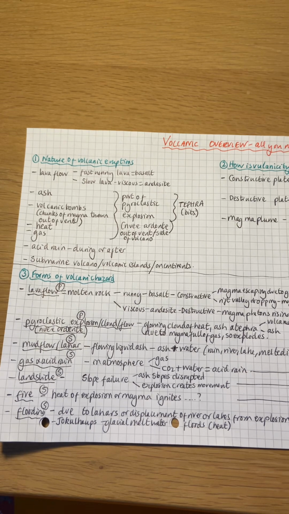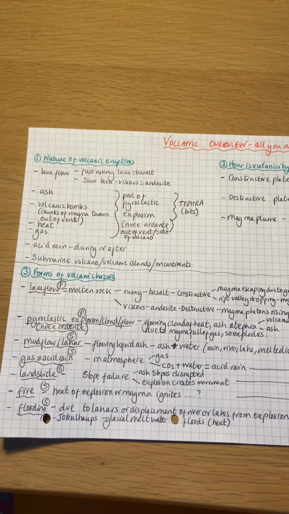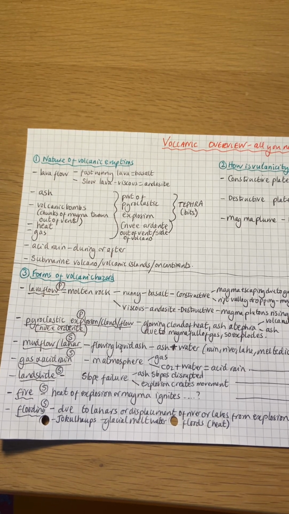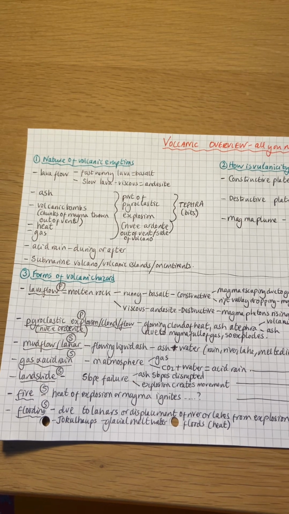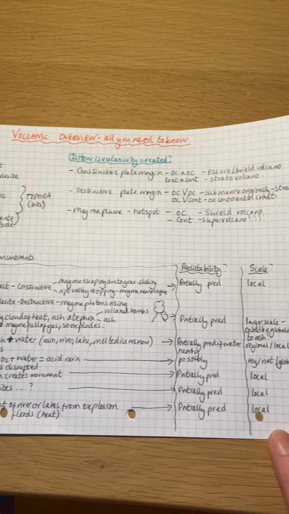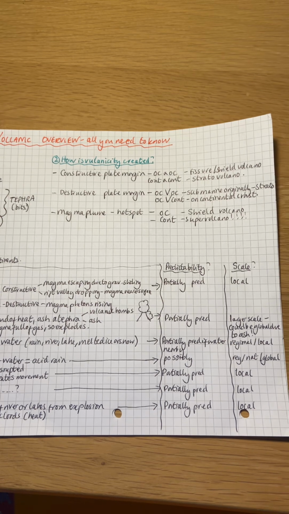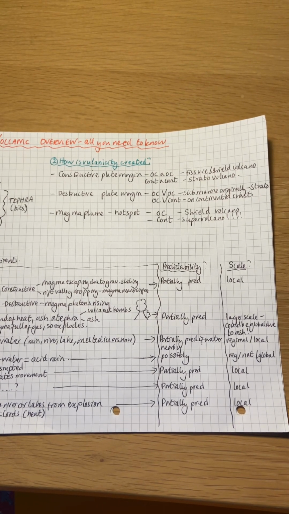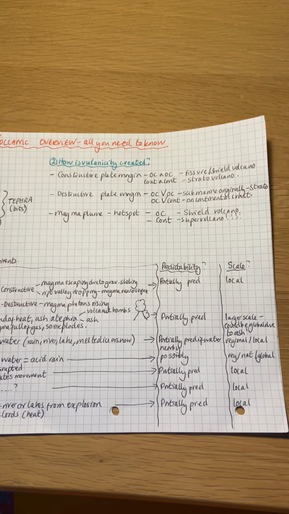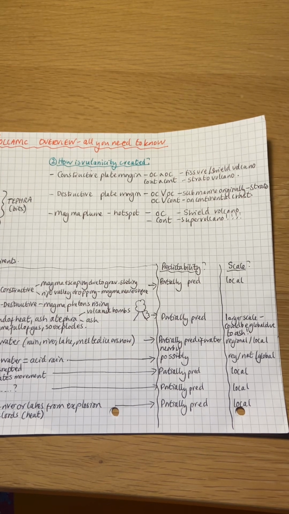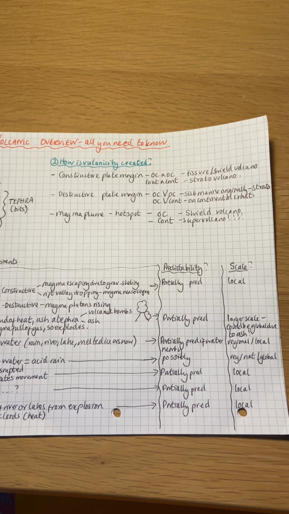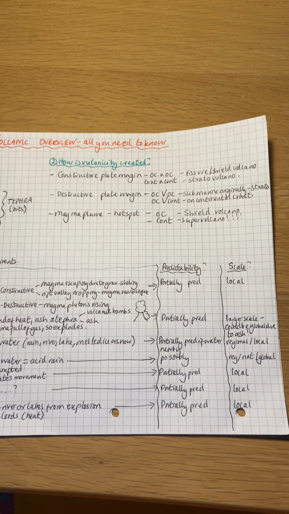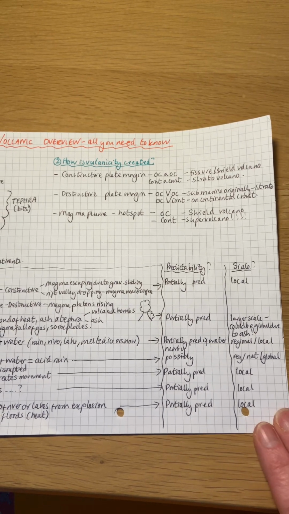Then we get to fire. So fire, obviously the heat of the explosion or the magma would just ignite whatever is there. Is it predictable? Partially, if you've got magma or a pyroclastic explosion, and say a wooded area or even buildings, that could be a potential hazard. Local scale for that one.